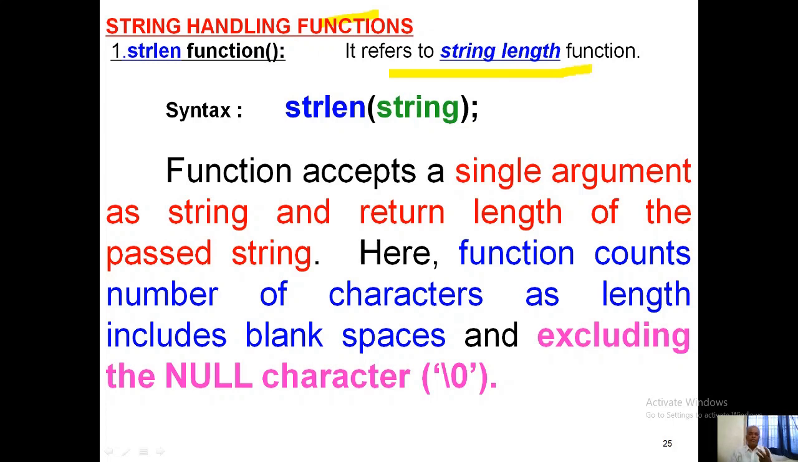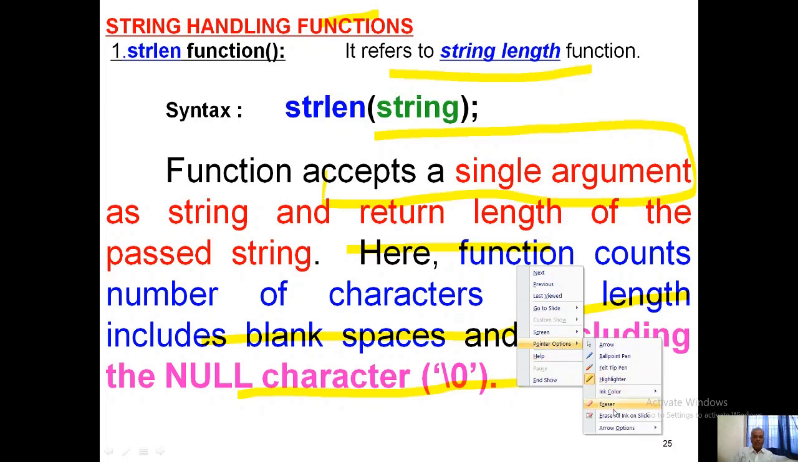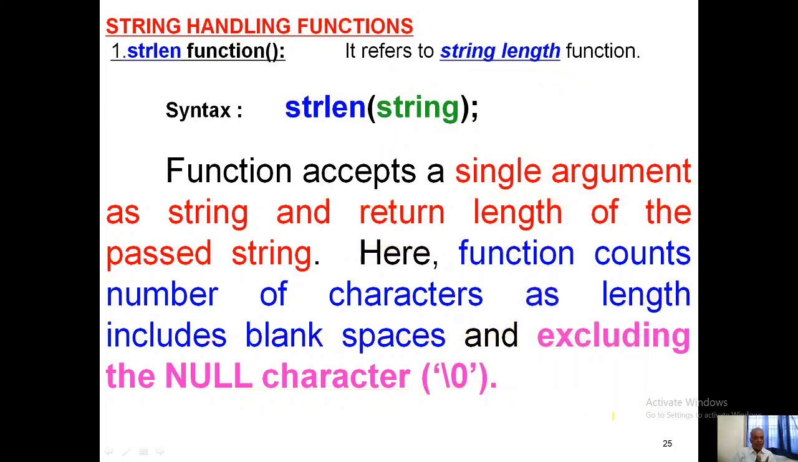So to find out the length of any string, the function accepts a single argument as a string and returns the length of the passed string. It is going to count the number of characters as a length including blank spaces, excluding the null character. What is the null character? The end of the string. So whenever you want to find out the length of the string including blank space, it is going to count the number of characters, character by character.